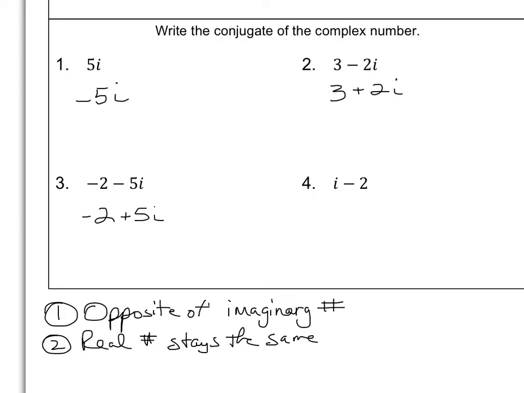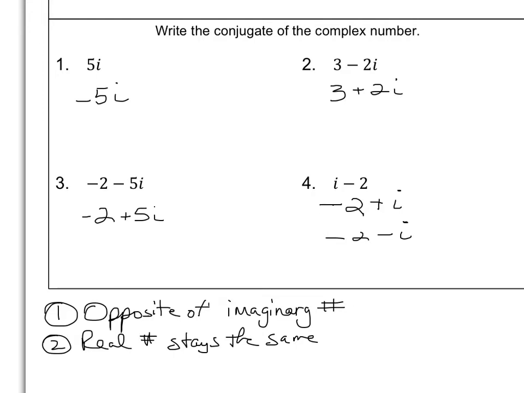Okay. Again, as you look at these examples, it's always going to be the opposite of the imaginary number. Real number stays the same. Now, number 4 is written a little bit differently. I put the imaginary number first, and we've always said you can't have the imaginary number first. We want the real number to be first. So as I go through this, I'm going to rewrite this as negative 2 plus i. Okay. So now, the real number is going to stay the same, negative 2, and the opposite of the imaginary number is negative i, and that's the conjugate.